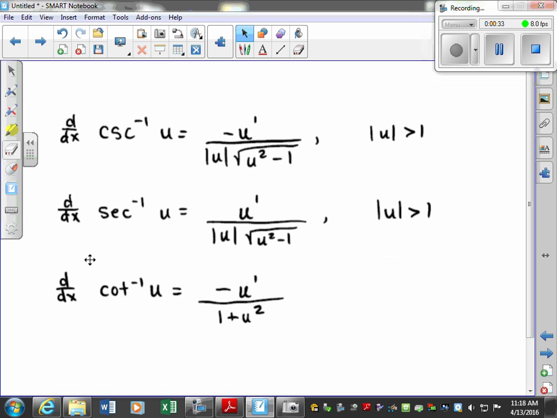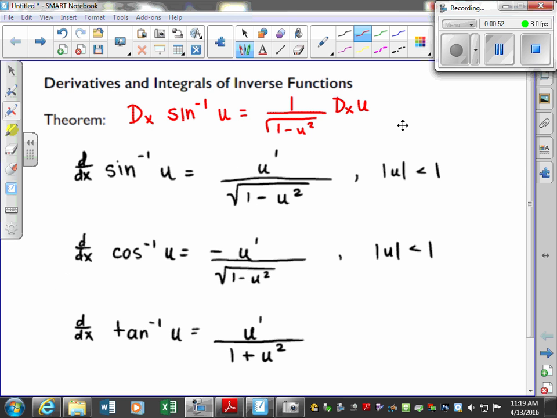So I'll give you a few minutes to pause that and jot those down. And I also want you to finish out with the other three trig functions on the next page. So these are just theorems in your textbook that were given to you. Okay, so after you've written them all down, I do want to make one note.